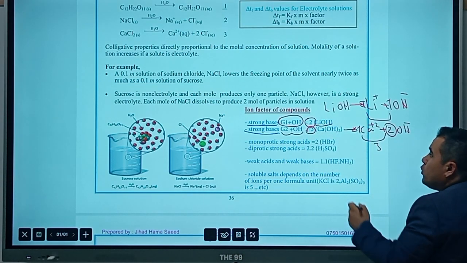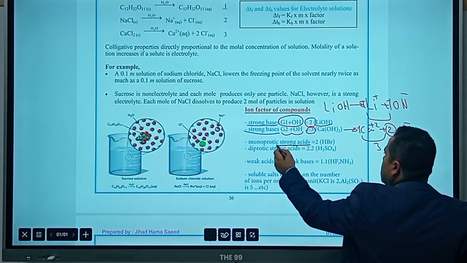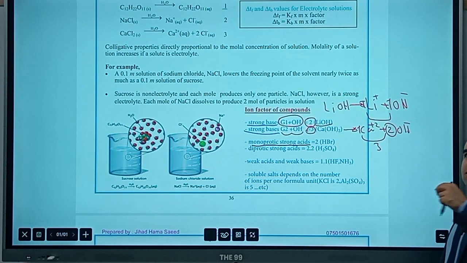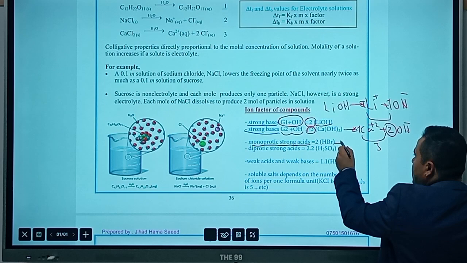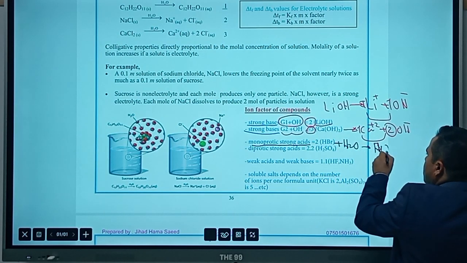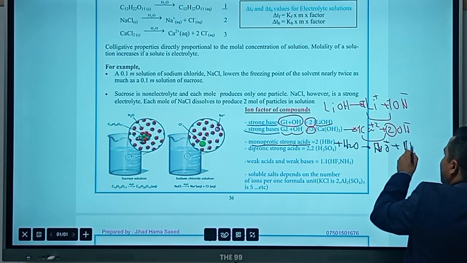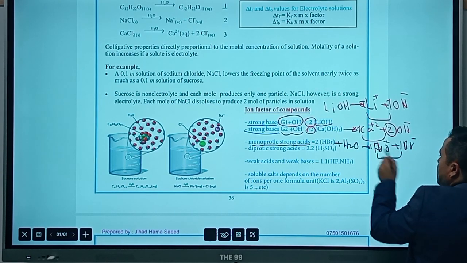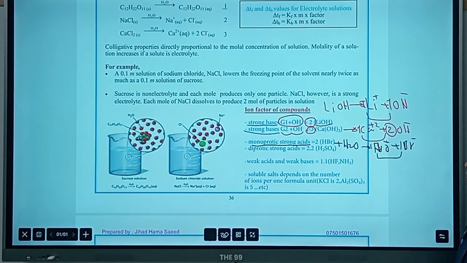How about the monoprotic strong acid? All monoprotic strong acids, they have an ion factor of 2, guys. Like HBr. HBr plus H2O produces hydronium plus Br negative. So 2 ions exist in this strong monoprotic.